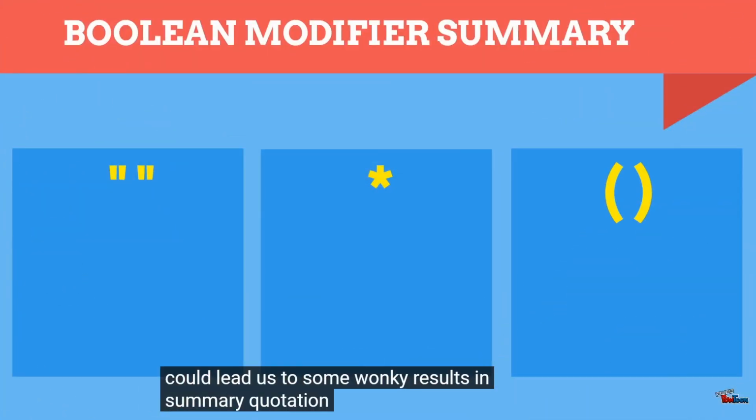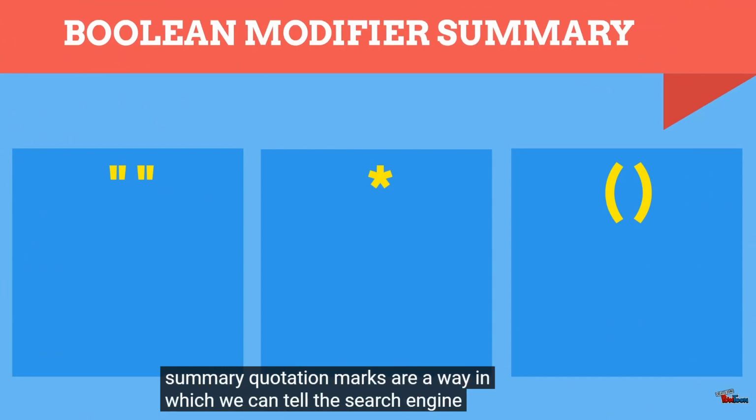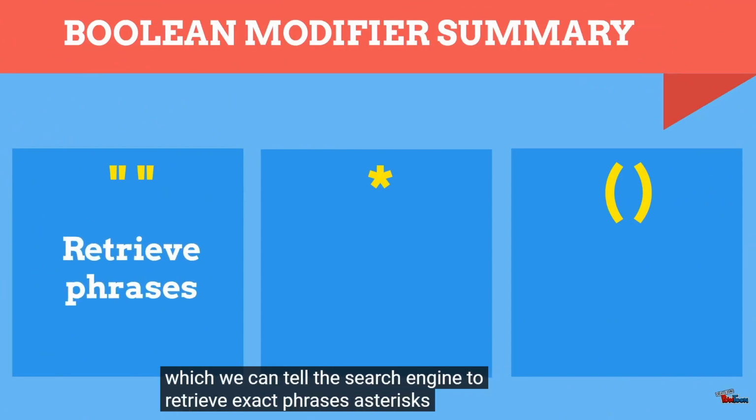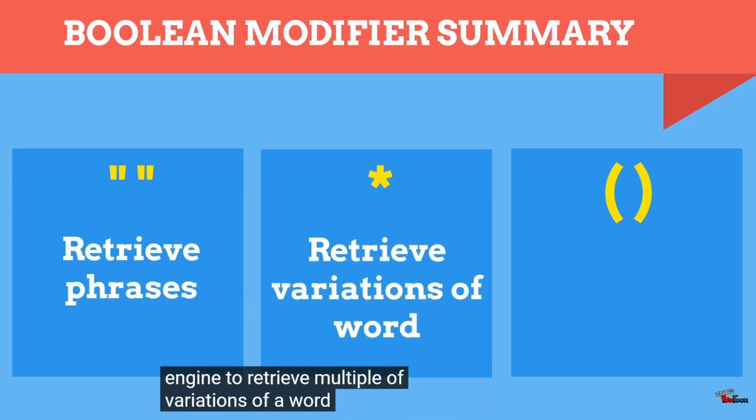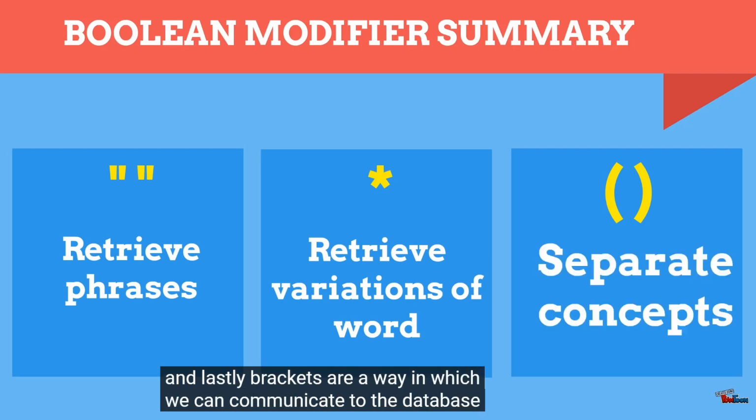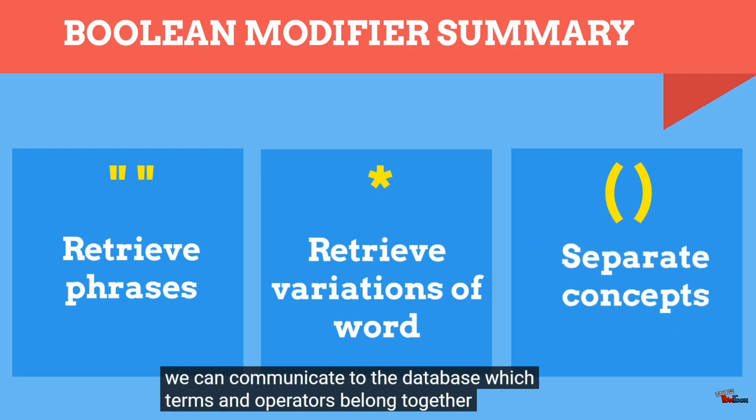In summary, quotation marks are a way in which we can tell the search engine to retrieve exact phrases. Asterisks are a way in which we can tell the search engine to retrieve multiple variations of a word. And lastly, brackets are a way in which we can communicate to the database which terms and operators belong together.